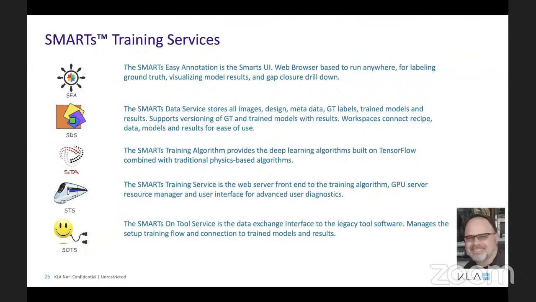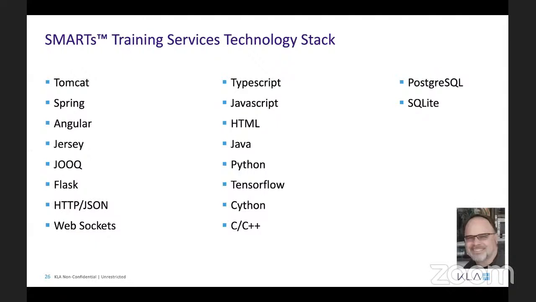this system. So, you know, we've been building these physics-based inspection tools for many decades, going back into the 1970s. And more recently, now we're introducing the AI capabilities. And so this is kind of interfacing the older, if you will, technology with the newer technology. Here's an example of some of the technology stack that we use in these services.